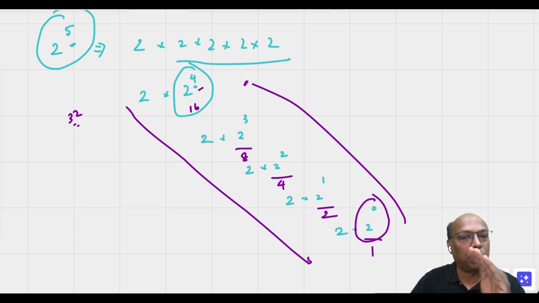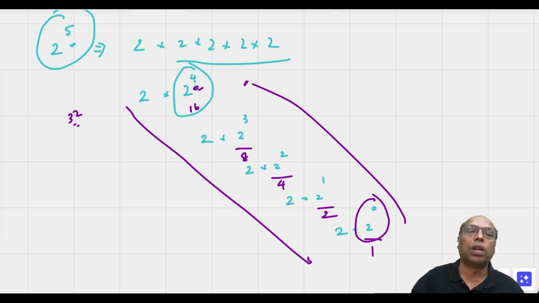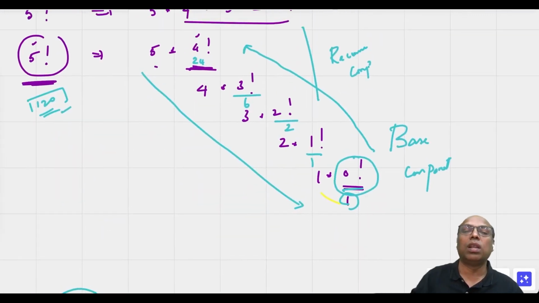Now in this case and the previous case, the power was reducing. Why? Because my base component is, what is the least possible input I can give to 2 raised to something? It is 0. The least possible input is on the lower side. Therefore, I decided to keep on reducing it. If the least possible input can be a higher value, then I'll increase and bring it. Even in factorial, the least possible input I can give to a factorial function is 0. That's why I kept on reducing the value.